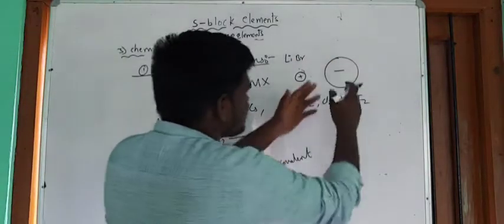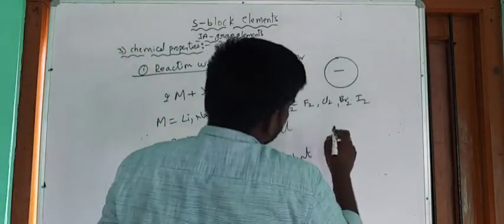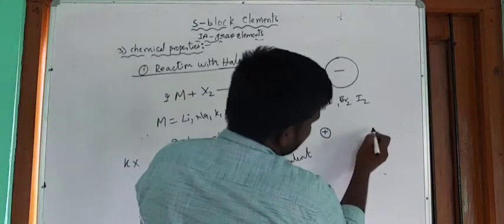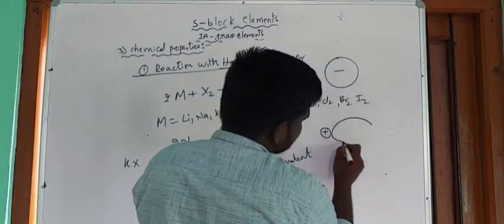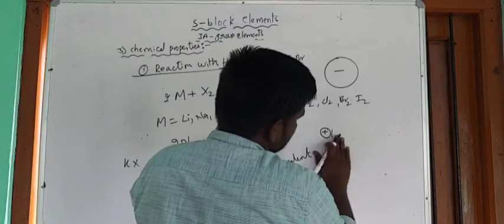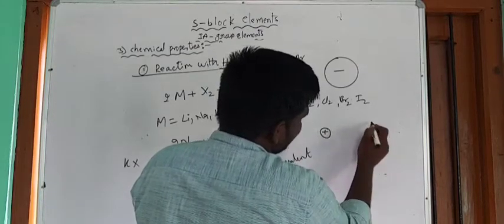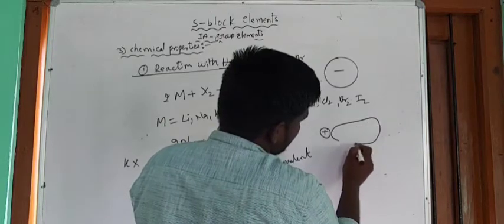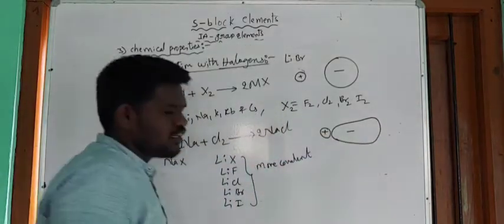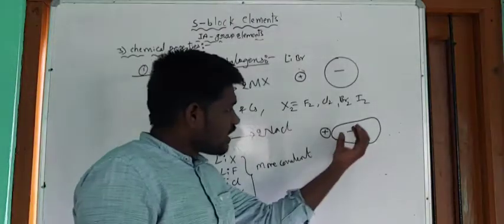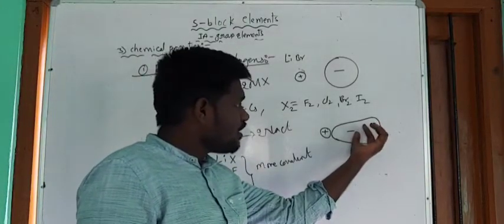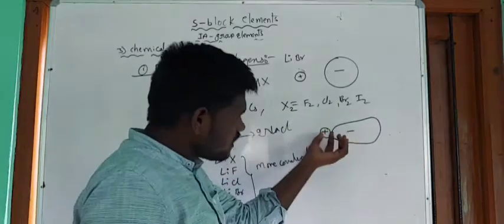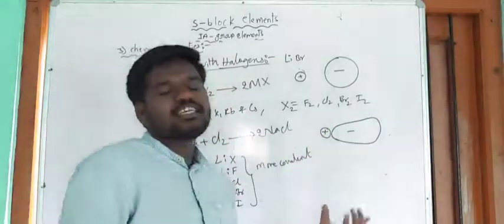Distortion takes place in the shape of the bromide. There is no change in the shape of the lithium, and the bromide shape is distorted, meaning the electron cloud is attracted towards the lithium. It means that the electron cloud present on the bromine moves towards the lithium. When the electron cloud moves towards the cation, the covalent nature increases.